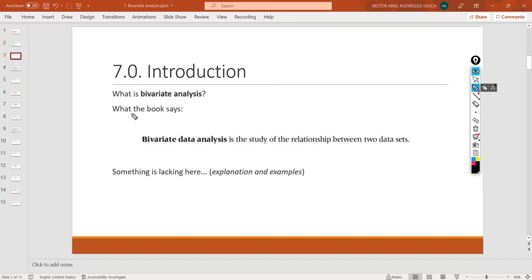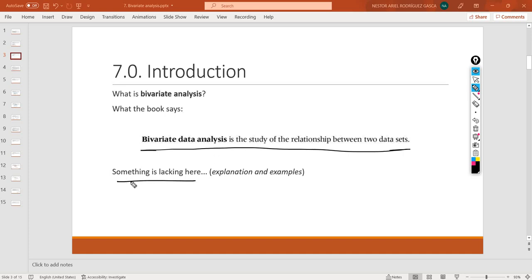Okay, so now what is bivariate analysis? I was telling you that what the book says is this. It provides only a very vague, in my opinion, very simple-minded definition of what bivariate data analysis is, and they tell you that it's the study of the relationship between two data sets. This is way too general, extremely general. And so I can conclude that something is lacking in this definition.